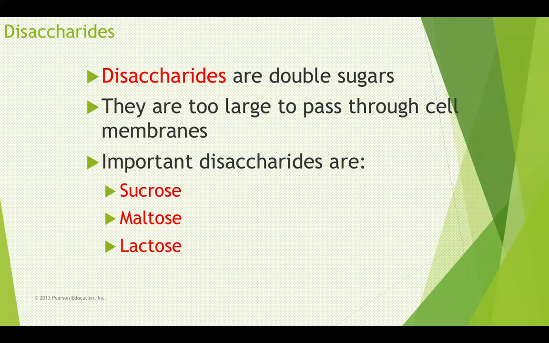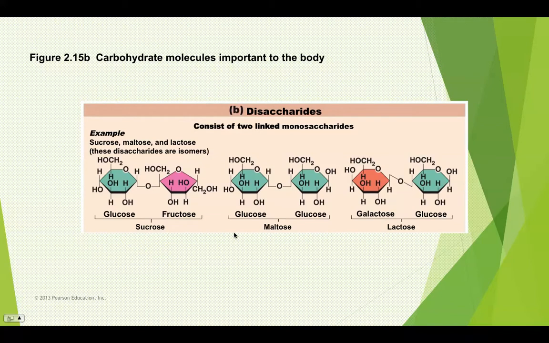Disaccharides are double sugars. Double sugars are too large to pass through cell membranes, and important disaccharides are sucrose, maltose, and lactose. And again, you should remember these examples. You're not going to need to draw the chemical formulas, but here's a figure that shows you sucrose.